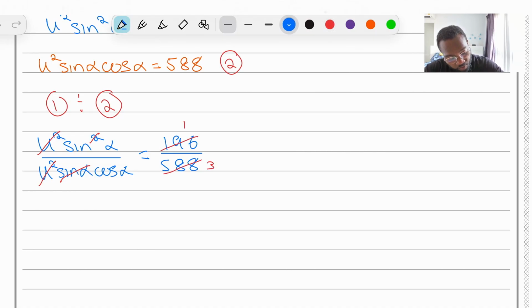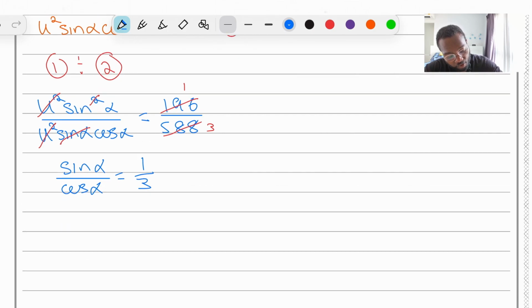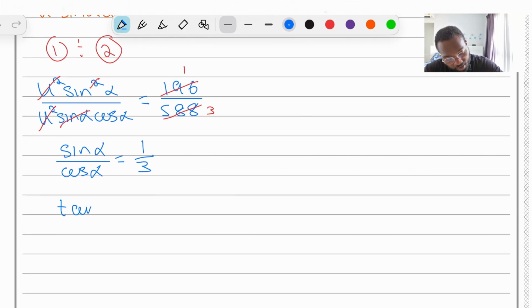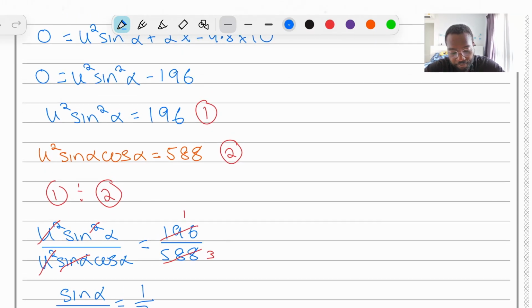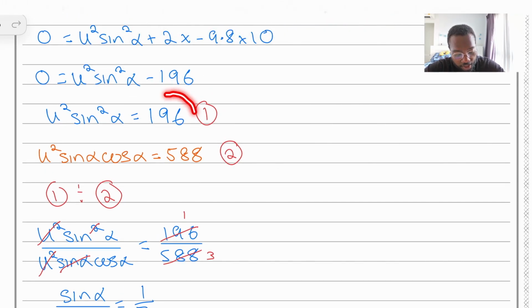So what are we left with? We are left with sine alpha over cosine alpha is equal to 1 over 3. Therefore, that means that tan alpha is equal to 1 over 3. Okay? So now, we don't actually want to work out what the alpha value is. We can, but actually, if we look here, this is what I'm looking at here.